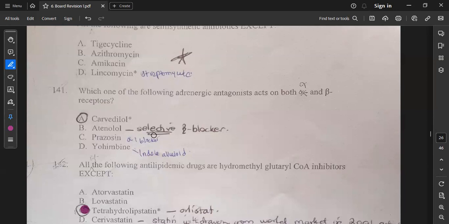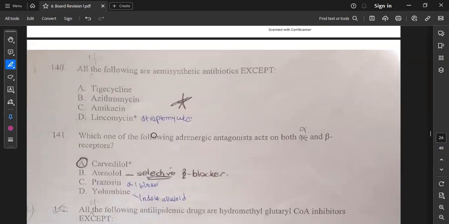Any concern? Okay, I think we can move to the next. Which of the following adrenergic antagonists acts on both alpha and beta receptors? So that is non-selective. Definitely carvedilol. Thank you.